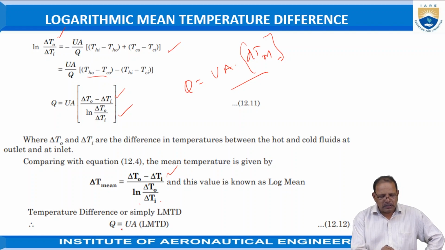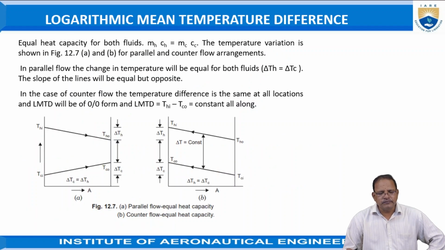Simply it is called LMTD, the logarithmic mean temperature difference. Hence the total energy flowing from hot fluid to cold fluid is given by UA into LMTD, where LMTD represents the mean temperature difference. Here the heat capacities of both fluids are equal, that is m_h c_h is equal to m_c c_c.